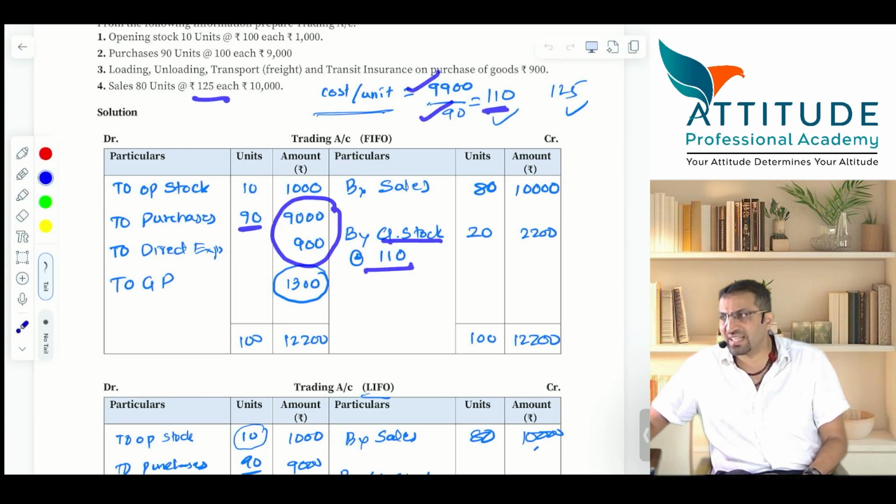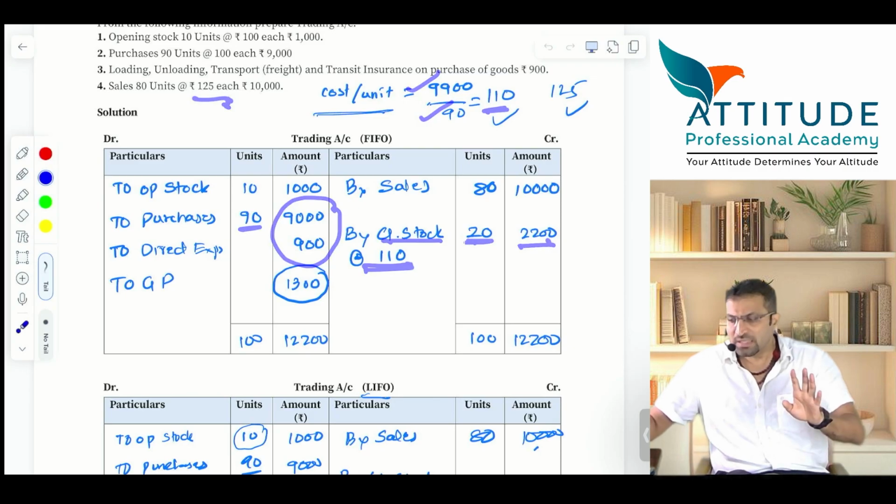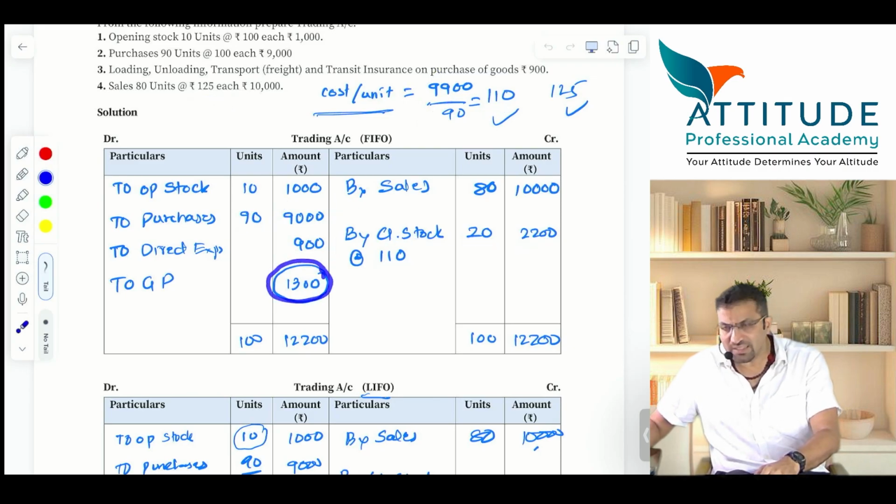Reason, selling price is higher than the cost. So cost or NRV, whichever is lower. Here NRV is 125 and stock cost is 110. So it is valued at 110. 2200. Answer is gross profit 1300.